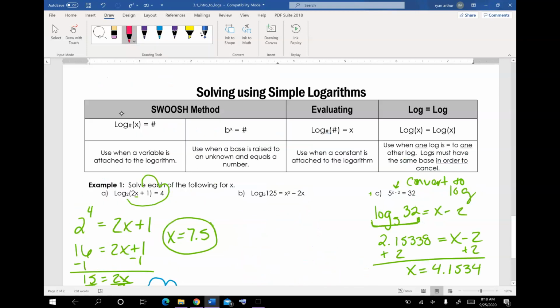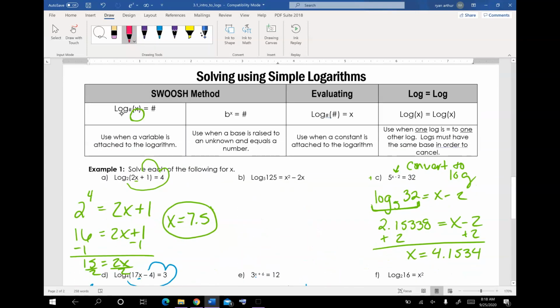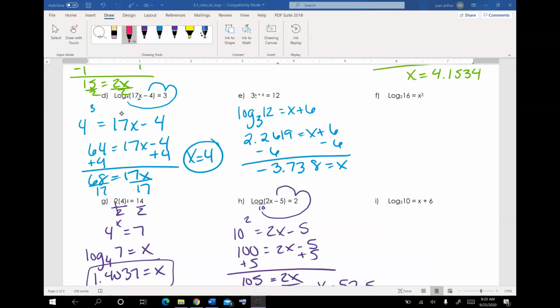Okay? So another one up here says, so you use a constant. You use when a constant is attached to the logarithm. So when your log equals x, we're going to evaluate. So let's look at f, okay? So if you look, x is over here by itself. So the log is equaling x. So that means I'm going to evaluate this log and then solve for x.